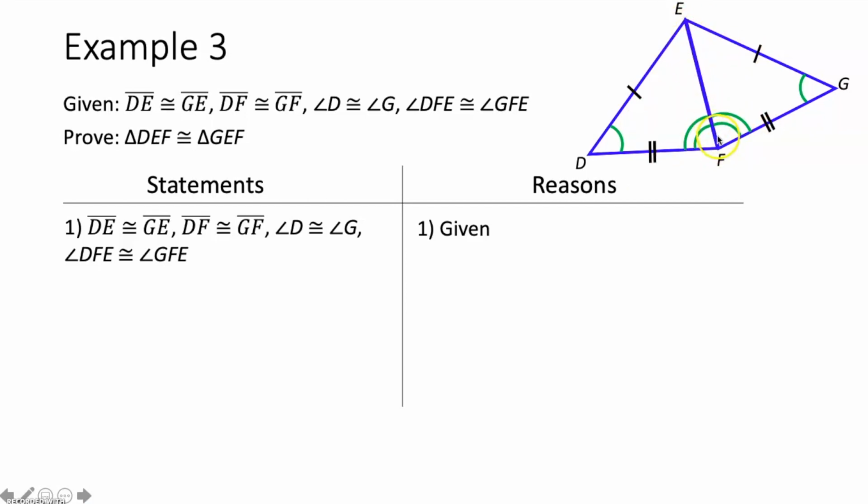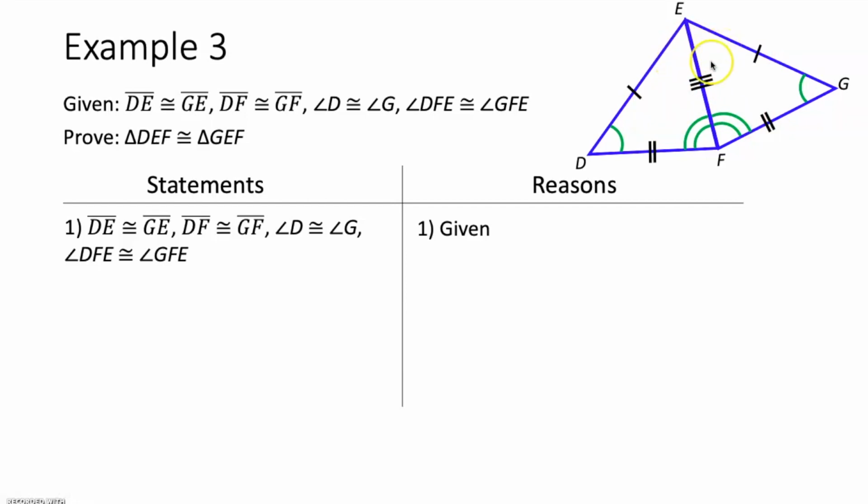Both triangles have segment EF in them. Therefore, we can say that segment EF is congruent to segment EF itself by the reflexive property. Now we have all three sides in both triangles congruent. What about the angles? Well, how do I get this third angle in both of the triangles congruent?